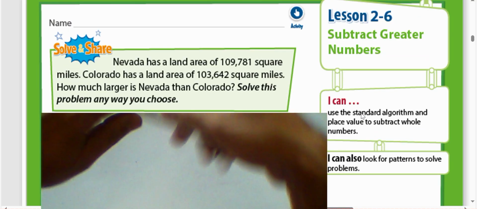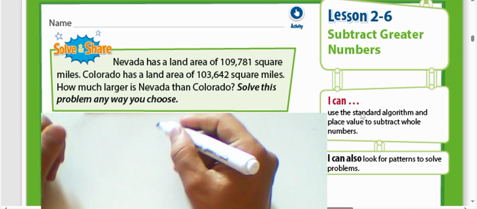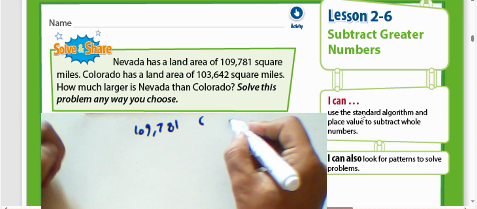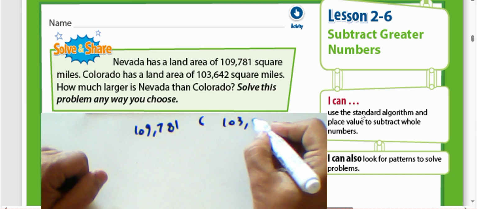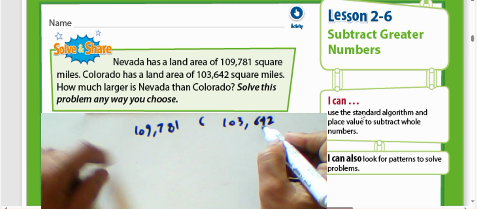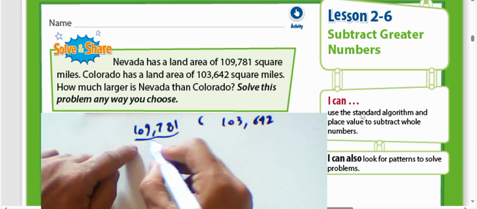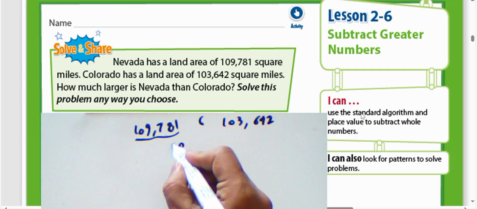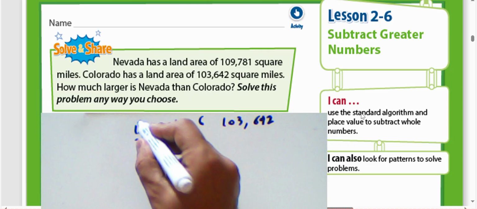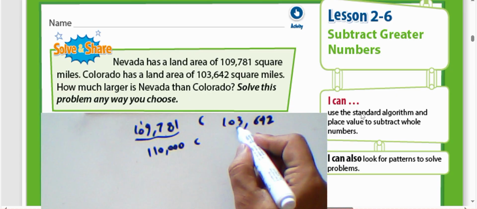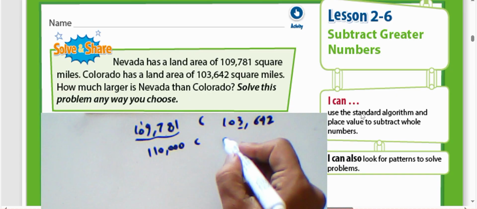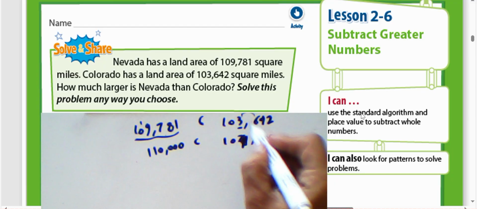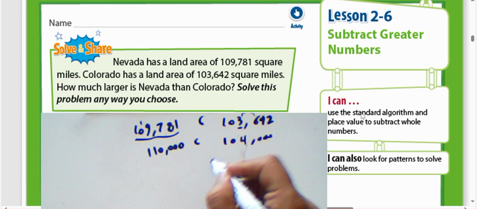Okay, I will explain here. Do you know the estimation? This number 109,781 and the second number 103,642. We can estimate the two numbers. We can estimate this number to the nearest thousand. 781 gives 1 to 9, 0 and carry, 110,000. And we can approximate this number to the nearest thousand. It will be 104,000, because 6 gives 1 to 3, 3 will be 4. The result will be 104,000.